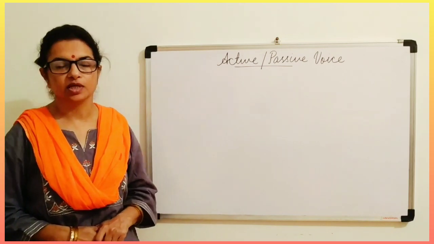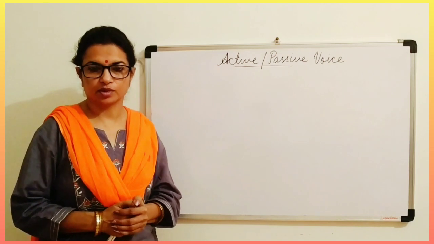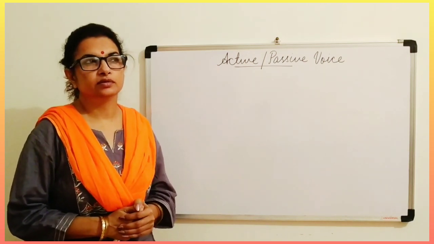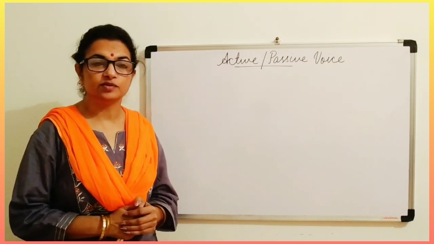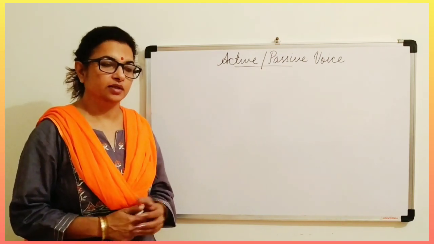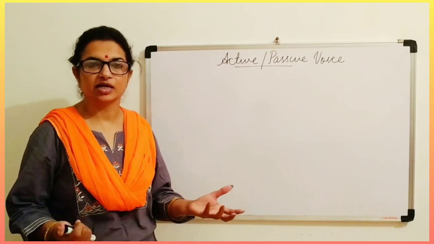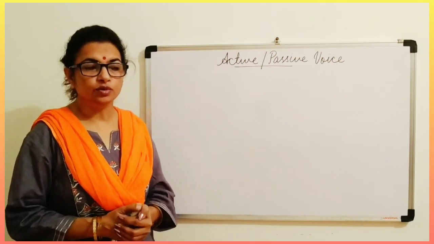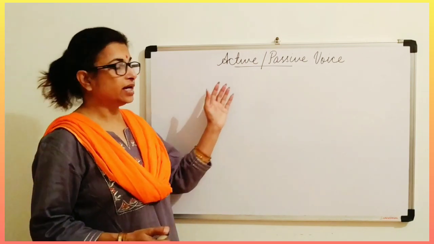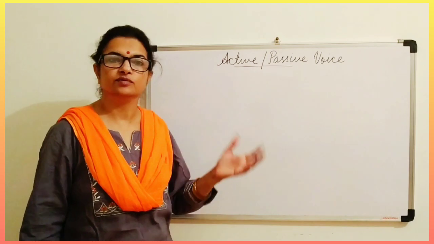Active voice and passive voice. Now we all have studied about verbs. There were two kinds of verbs, transitive verbs and intransitive verbs. A transitive verb has an object, whereas an intransitive verb does not have any object. So, active and passive voice is used only with a transitive verb.